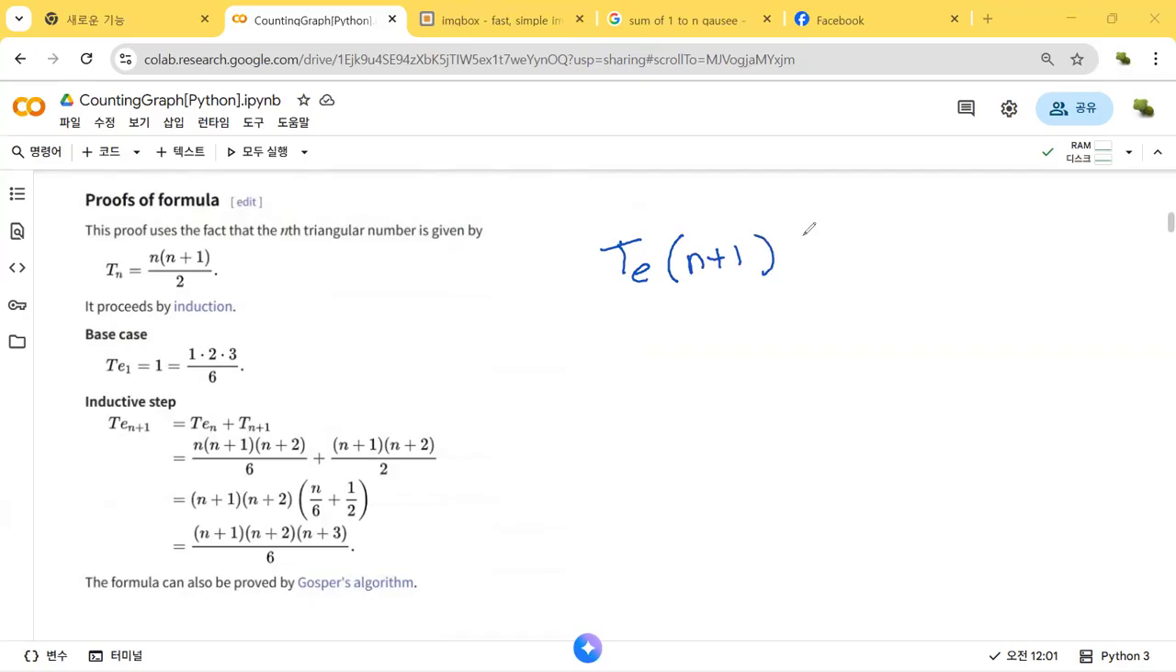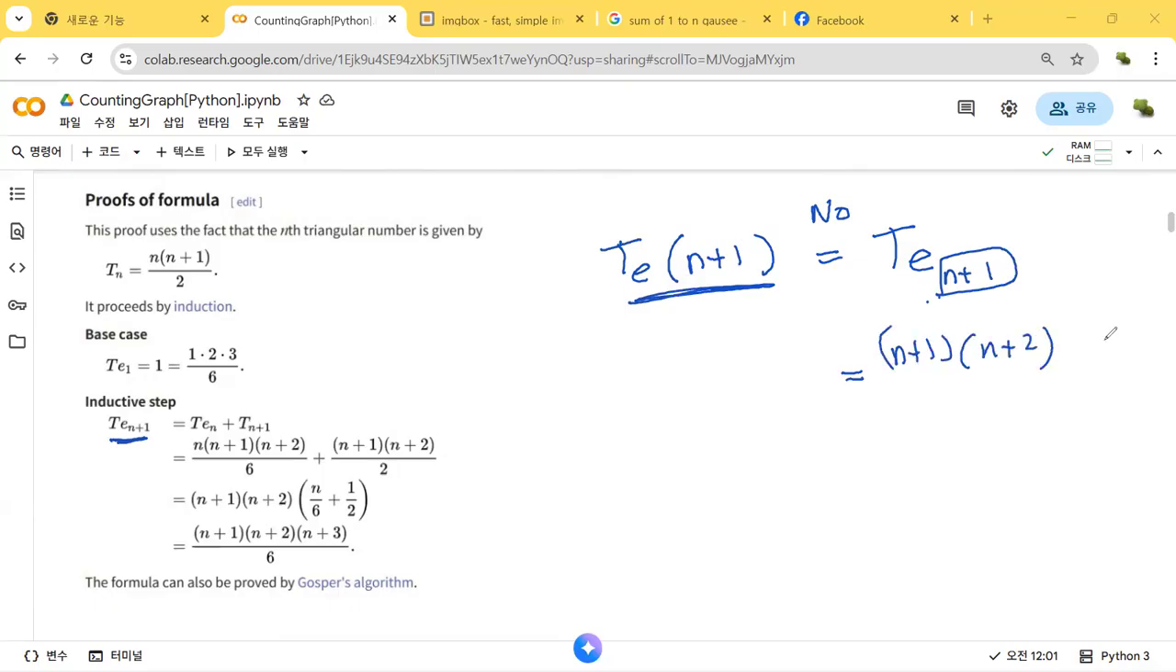So in this case, this one is just notation. The notation is tetrahedral number n plus 1. It doesn't matter, they have the same notation, but this is the function form. This is just a mathematical notation. So we want to prove n plus 1, n plus 2, n plus 3 divided by 6.